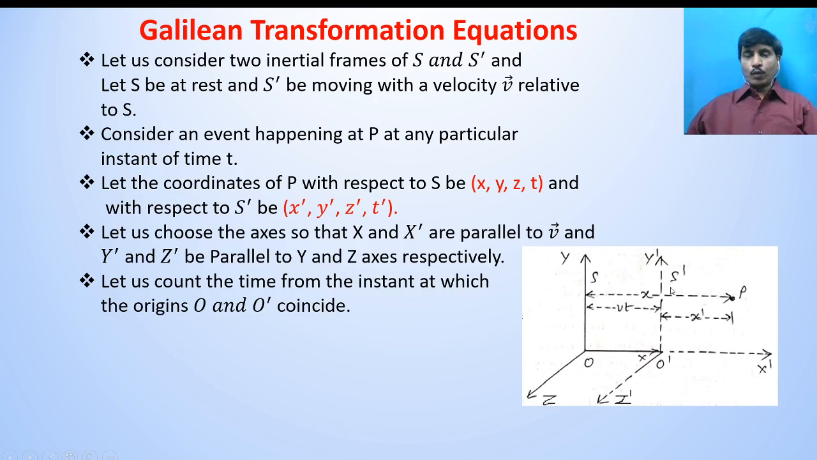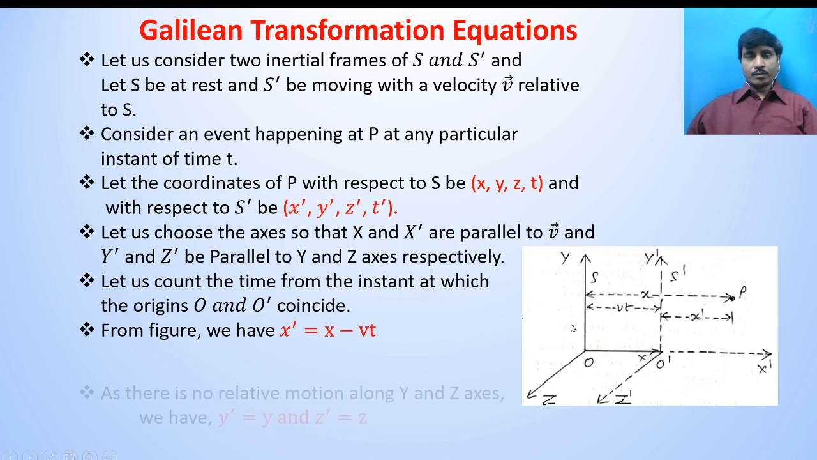S dash be moving with the velocity v bar along positive x direction. P is an event happening at any time t. During the time t, the frame S dash be moving a distance vt. From figure, we have x dash is equal to x minus vt.